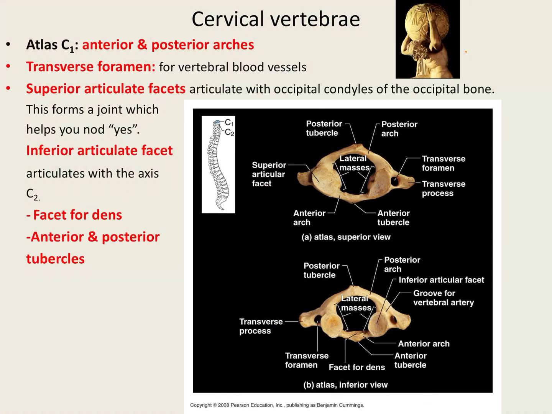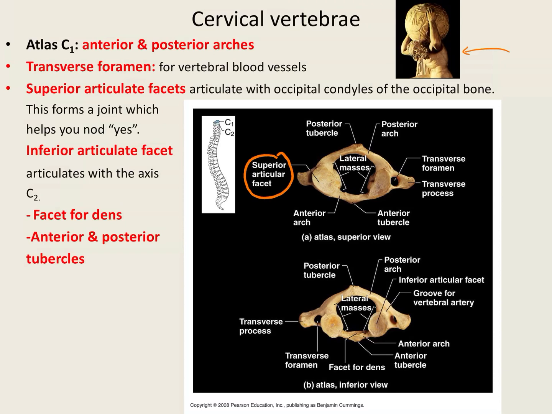It's named after the god here who holds the world on his shoulders. And so C1 is the bone that your skull rests on, which is why the world on your shoulders, right? It's the atlas. So remember that the part of the skull that rests on C1 is the occipital condyles. So the occipital bone, those nice round condyles, are going to rest on your superior articular facet.